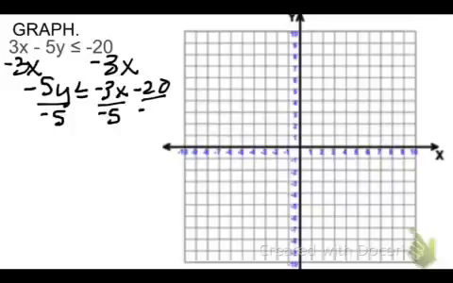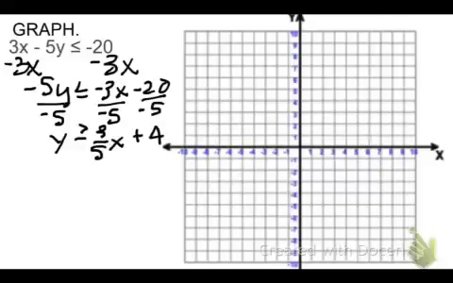And just like you learned in a previous chapter, when you divide with inequalities by a negative, you need to flip the inequality symbol. So -3 over -5 is going to be +3 over +5. And then -20 divided by -5 will give me +4. Okay, so here is my inequality that I need to graph. Just because I'm running a little short of room, I'm going to put my slope up here. So my slope is 3/5, and my y-intercept is 4.